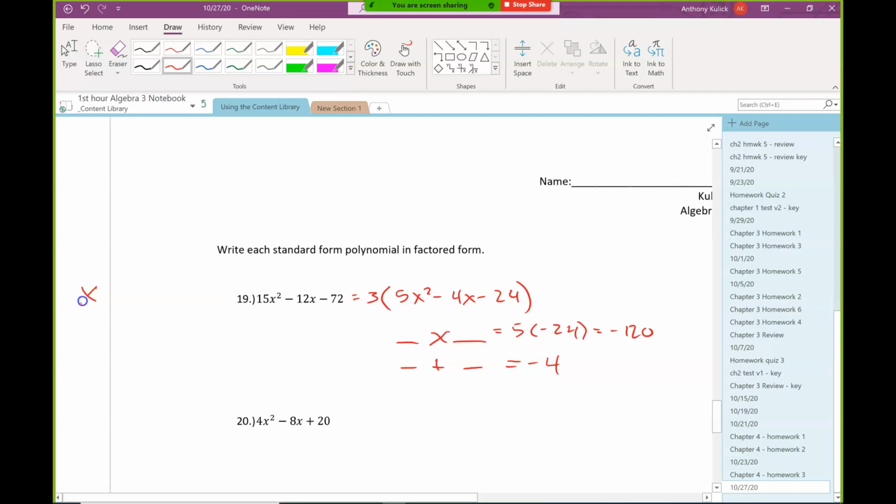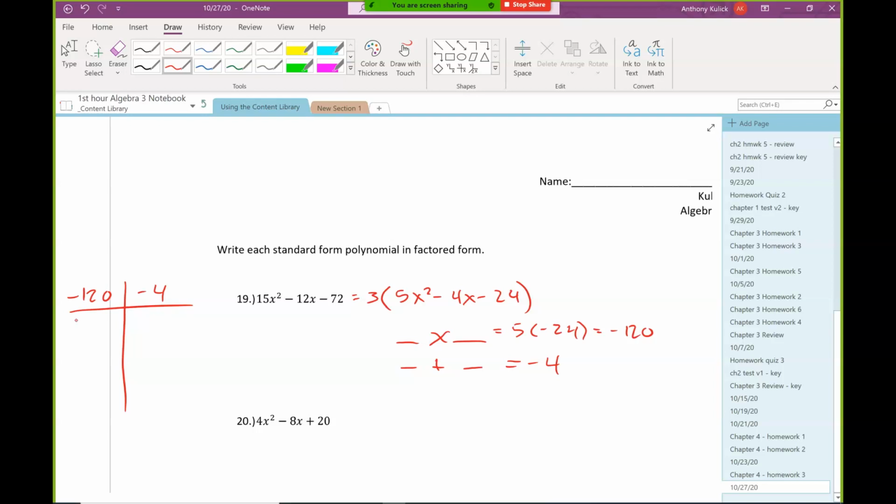Okay, well, let's start our list. So multiplies to, and then adds to. I'm going to start in the middle here, because I know that adding to give us negative 4, one has to be positive, one has to be negative. And they have to be pretty close together, right?